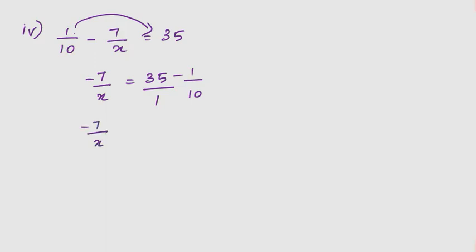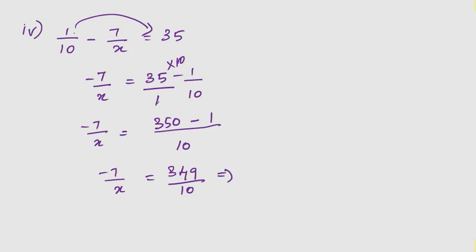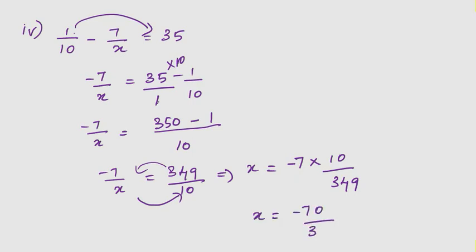So the LCM of 1 and 10 is nothing but 10. So minus 7 by x is equal to, so here the numerator has to be multiplied by 10. So we get 350 minus 1. So minus 7 by x is equal to 350 minus 1, 349 divided by 10. So we need the x value. So that is x is equal to minus 7 multiplied by 10 divided by 349. So when we multiply that, we get minus 70 divided by 349.